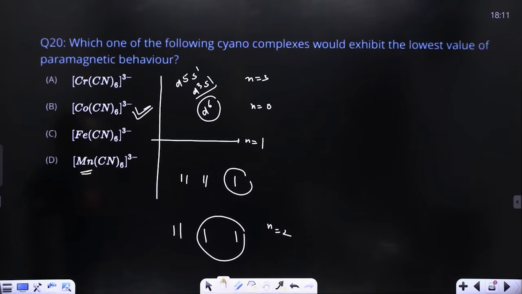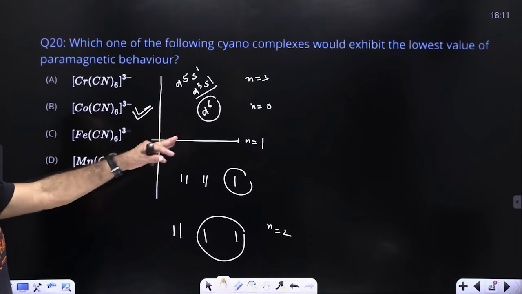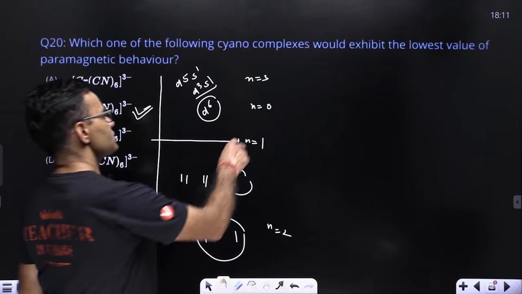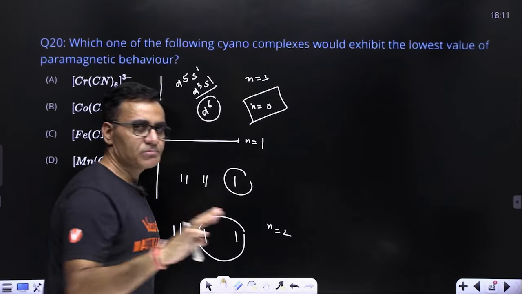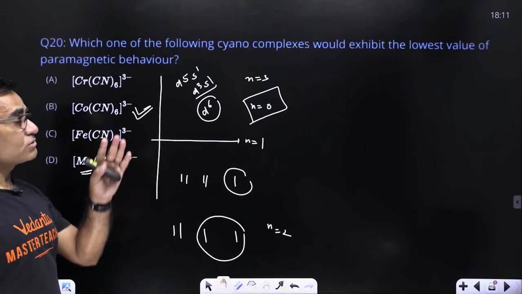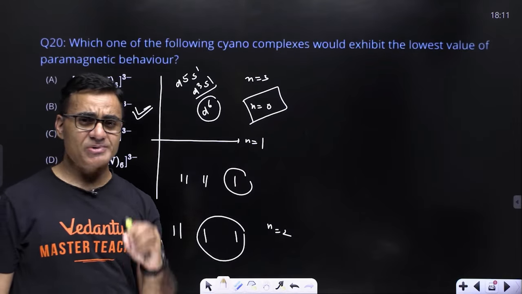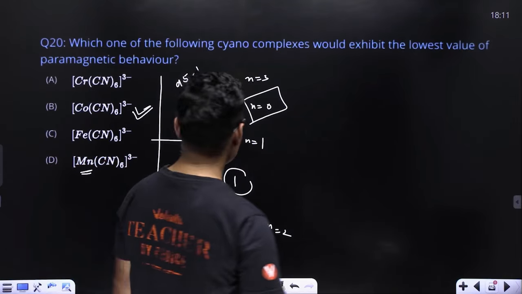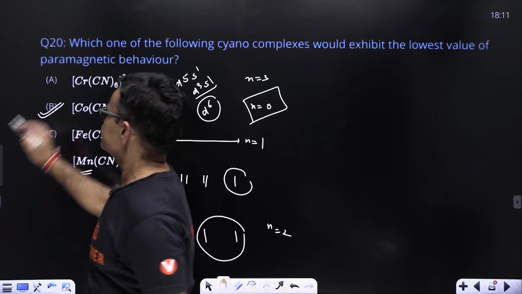ओके, तो टोटल नंबर ऑफ अनपेयर्ड इलेक्ट्रॉन 3, 0, 1, 2। As a result, 0 unpaired electron, that means no unpaired electron in complex [Cu(CN)6]3-. That means least paramagnetic behavior. I hope it's clear to all of you. So your answer is going to be B.